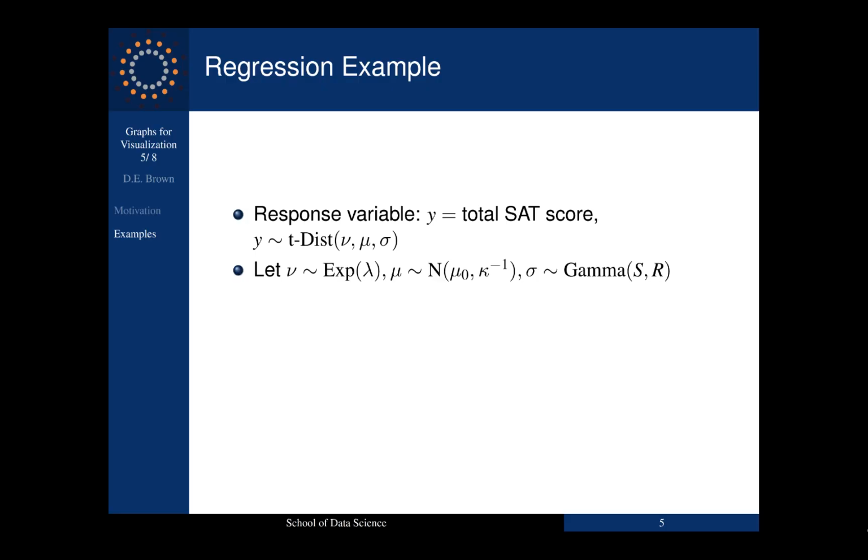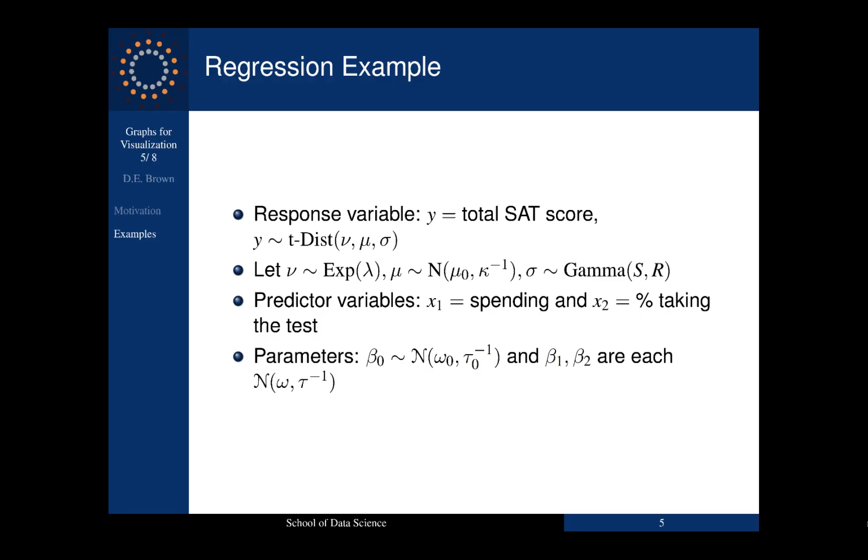We'll let each one of them have a prior distribution, so we'll let nu be exponential with parameter lambda. We'll let mu be a Gaussian with parameters mu naught and kappa for its precision, and we'll let sigma be a gamma with parameters scale and rate S and R. For predictor variables, we'll use x1 for the amount of spending in a school district and x2 for the percent of students who take the test in a school district.